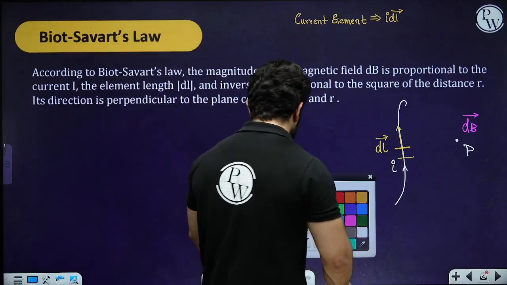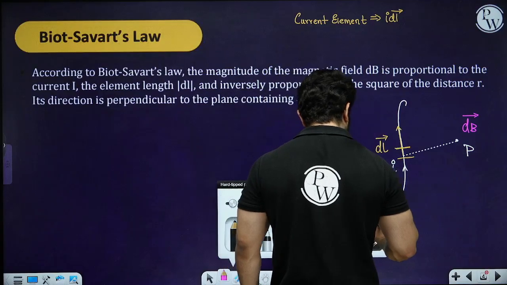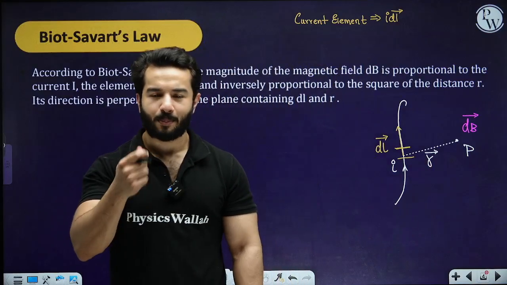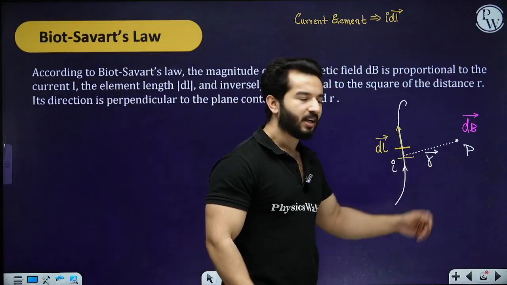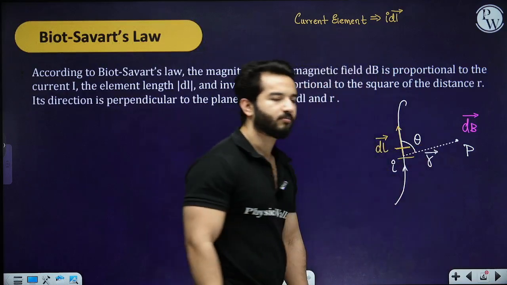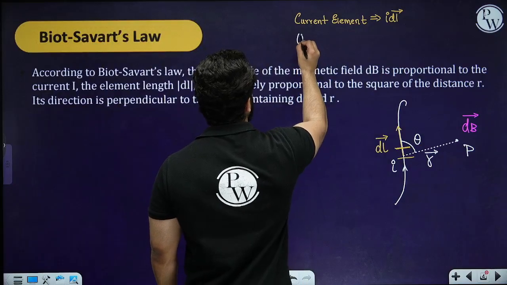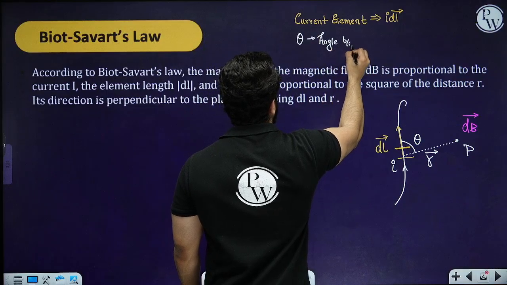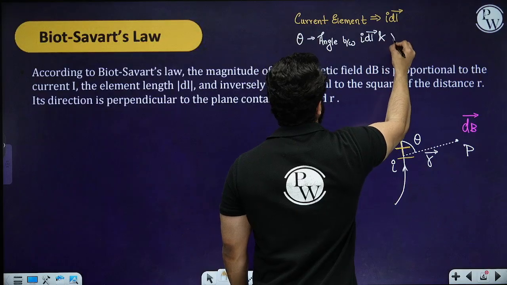Now let's suppose I am drawing another vector quantity over here, which is the position vector. This is the position vector r. Can you please again repeat what this position vector is? This position vector is the direction of this point P from this dl. Acha, this is going to make some angle with this current element. So let's say this angle is theta. Hopefully everything is clear till this point, right? I'll also explain what this theta is. Theta is the angle between the current element and position vector r.